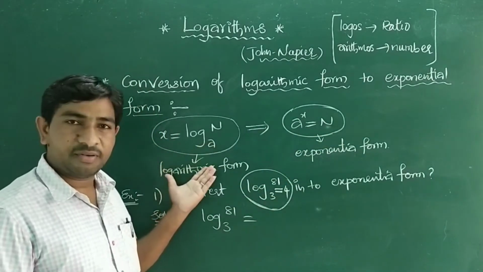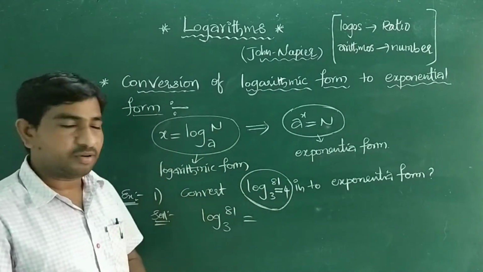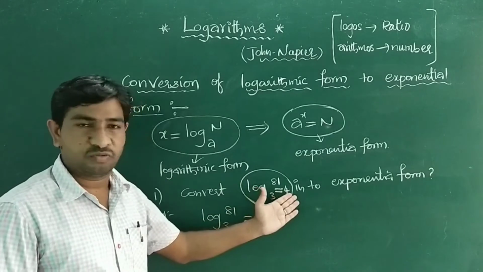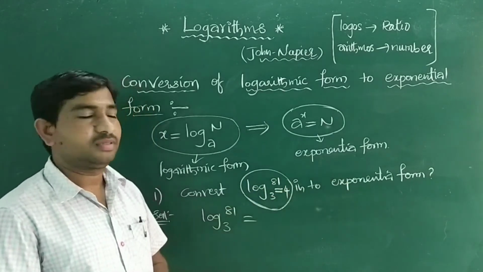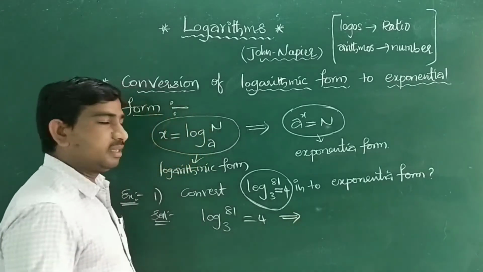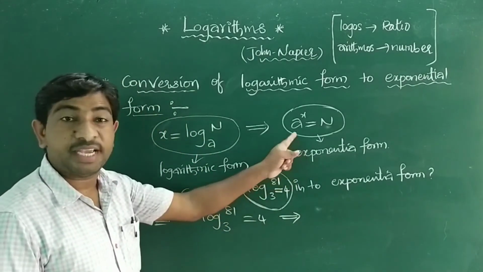So this is logarithmic form and this is exponential form. Now we will see one example for our problem. Convert log 81 base 3 is equal to 4 into exponential form. Very easy. Log 81 base 3 is equal to 4. This is the logarithmic form. Now we have to write this in exponential form.